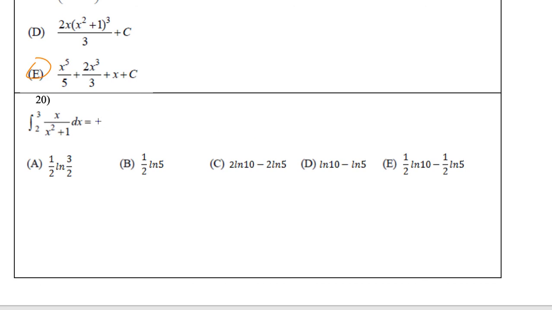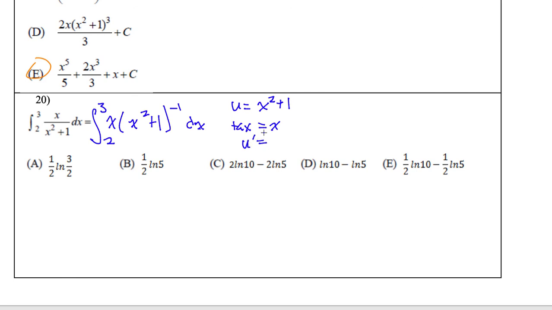For this one, I do need to rewrite it. This is going to be x times x squared plus 1 to the power of negative 1, because I'm bringing it up. And this is still the definite integral between 2 and 3. Don't forget our dx to be formal. I'm obviously using taxman, so u is equal to x squared plus 1. I'm in powerhouse. Taxman, he's x, or she's x, I don't know. u prime is going to be 2x. So when I pay taxman, x is canceled out, and that's going to be 1/2.